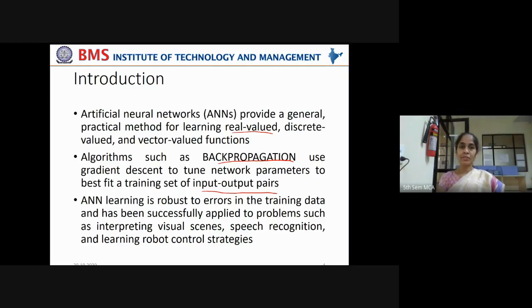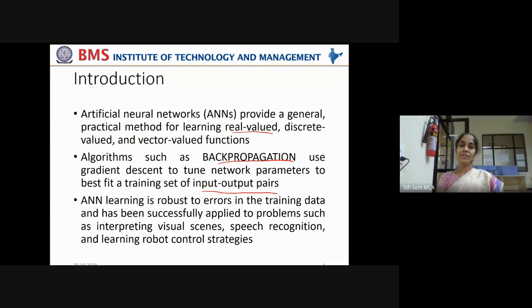Algorithms such as backpropagation use gradient descent to tune network parameters to best fit a training set of input-output pairs, right? And ANN learning is robust to errors in the training data. Though there is noise in the training data, though there are errors in the training data, still ANN does not deviate much with such kinds of noise. It is very robust to such errors in the training data and has been successfully applied to problems such as interpreting visual scenes, speech recognition, and learning robot control strategies.